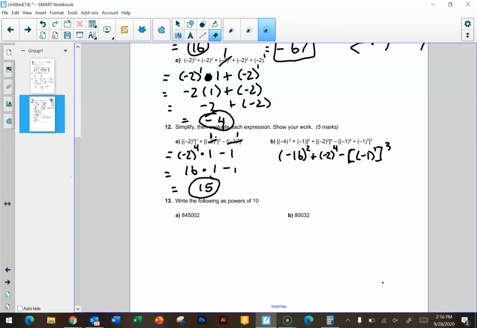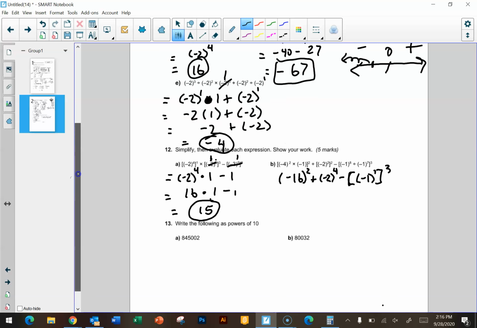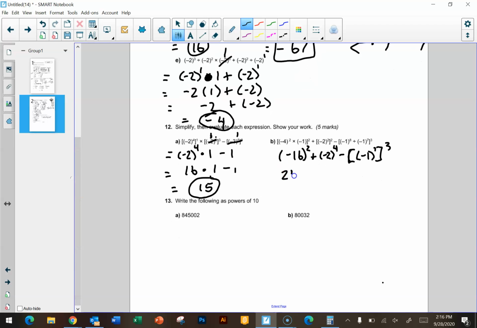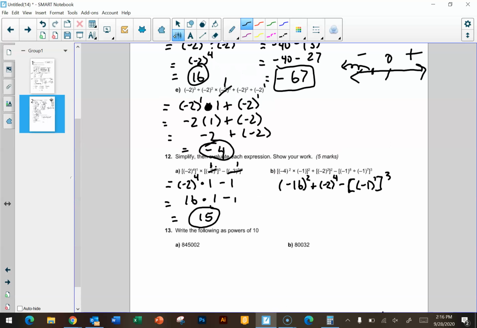The pen's getting squirrely on me again. Okay, so that's right. That was 250. Ugh. Sometimes the technology just doesn't work.